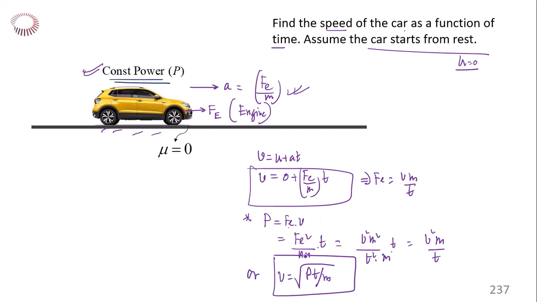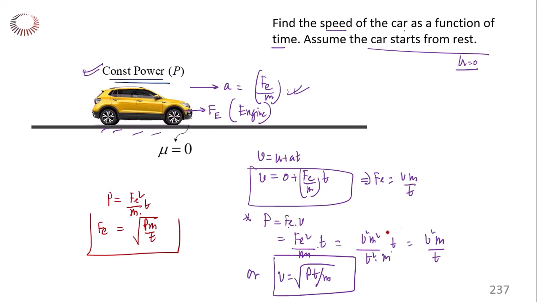So Fe into T by N. So Fe square T by N. Okay. So that expression in this question there will be two parts. So one part is P equals to Fe square by M into T. So from here I can write the expression for the engine force as a function of time. That is under root Pm by T. Okay, that may be another answer.